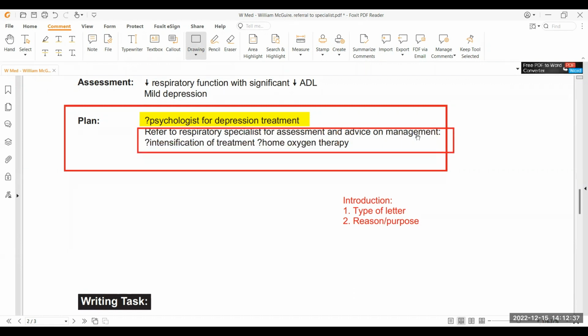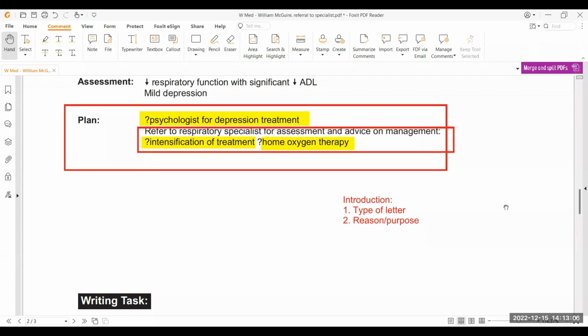and advice. We can notice here that there's now specific advice that you're wanting to ask from the doctor. You have here a question mark. So this is definitely something that you want to ask. You're asking for advice. Does the patient need intensification of treatment, or will the patient be needing home oxygen therapy? So two things.